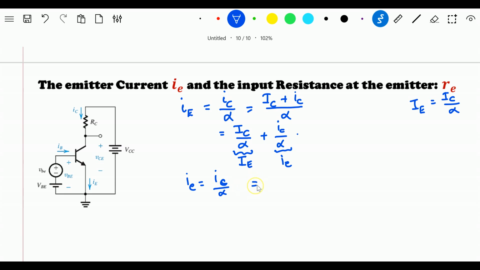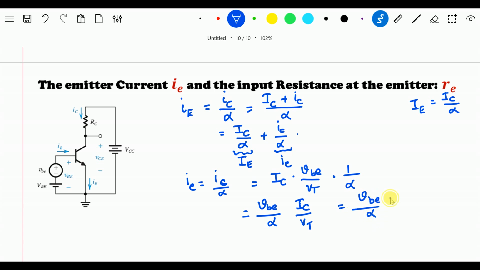So AC current IC is nothing but capital IC into small VB by VT, which we saw earlier, and this is multiplied by 1 over alpha. Okay, so I can write this as small VBE by alpha into IC by VT, and this can be written as small VB by alpha into GM, and this is the equation for the AC emitter current I.